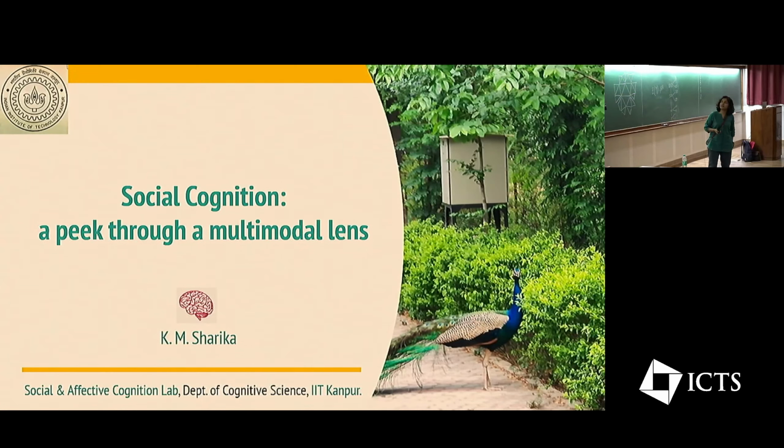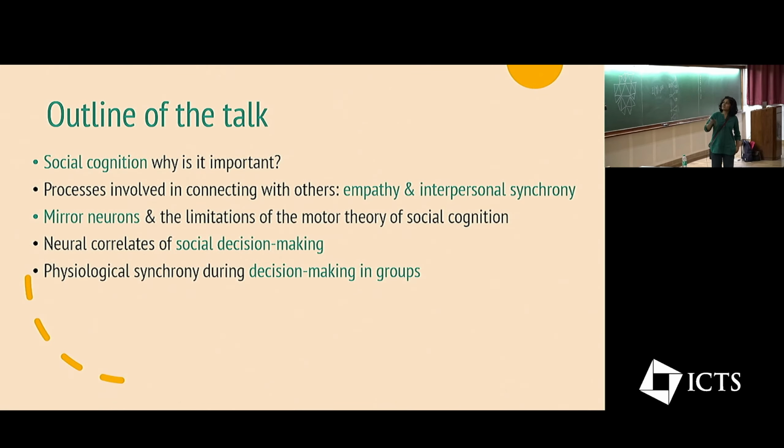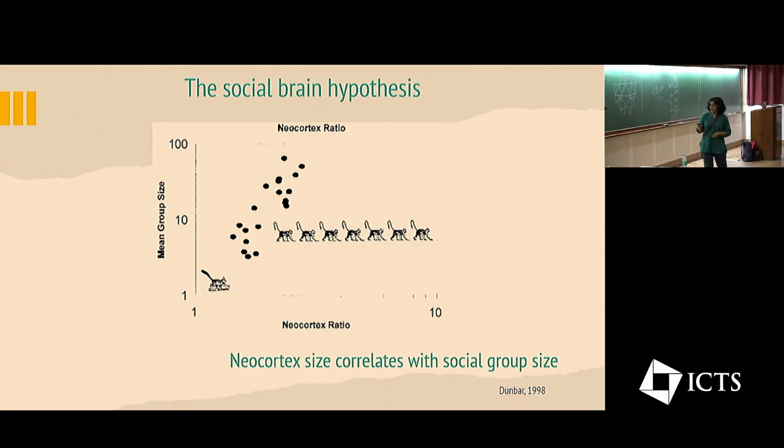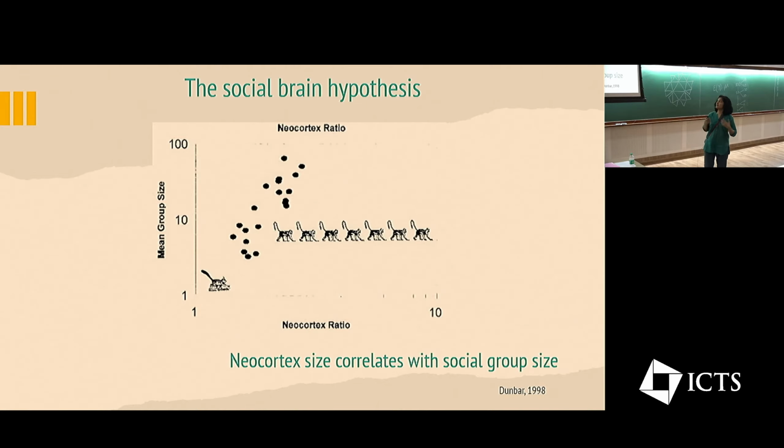So this is the title of my talk, Social Cognition, a Peek Through a Multimodal Lens. I have tried to organize this into broad sections that give you a flavor of the field and also highlight some of the approaches that we take in addressing some of its key questions. Okay, so why is social cognition important at all? According to the social brain hypothesis, the primate brain size evolved mainly to address the everyday complexity of dealing with social interactions.